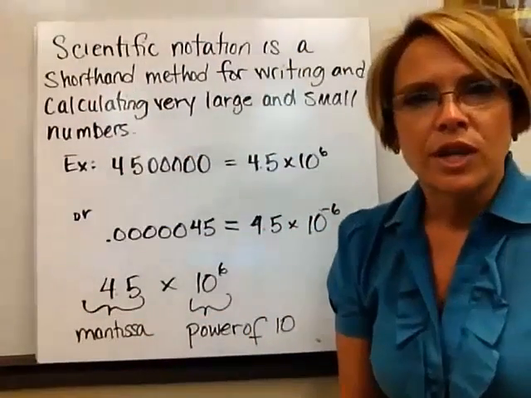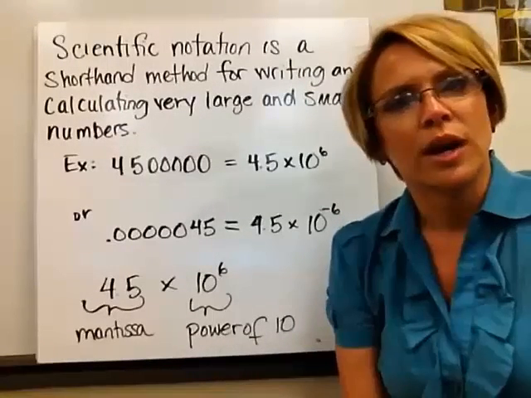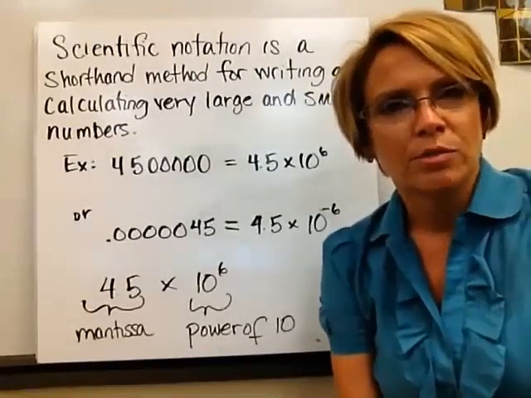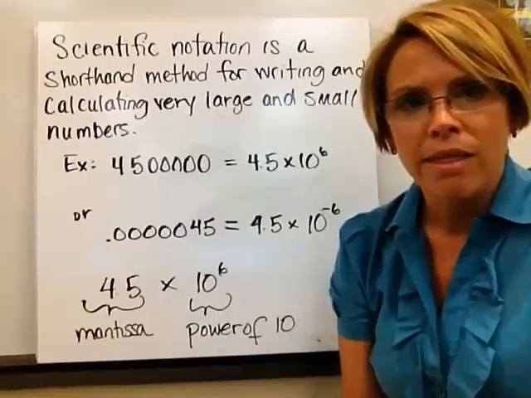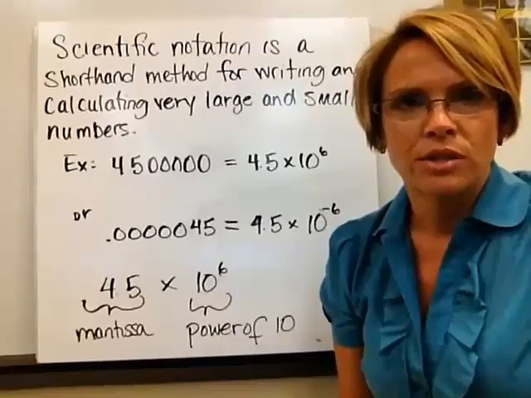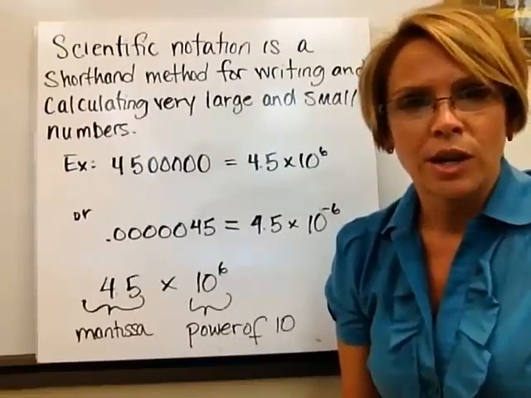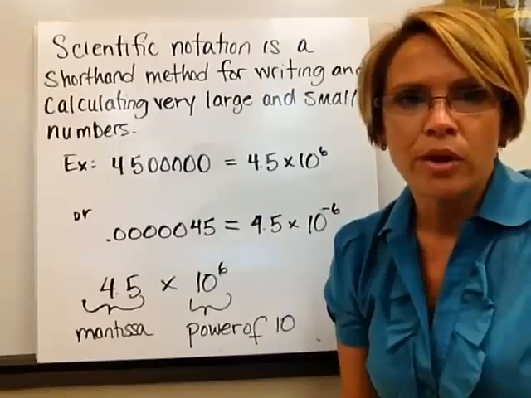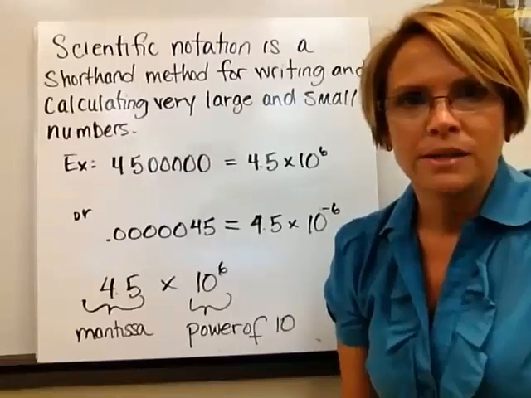Scientific notation is just a shorthand method that we use in science to write very large or very small numbers. And it's probably not new to you. You've probably done this in math. But in chemistry we'll actually do some calculations with scientific notation because very often we're talking about very, very large numbers of particles or very, very small volumes or masses.